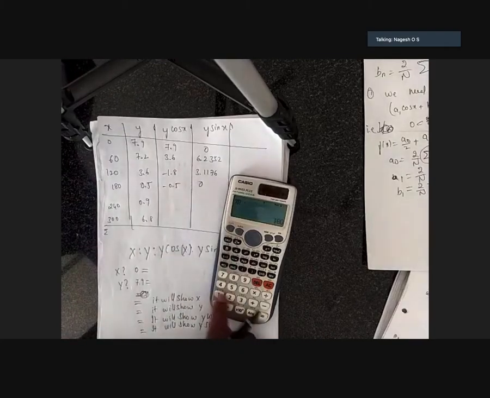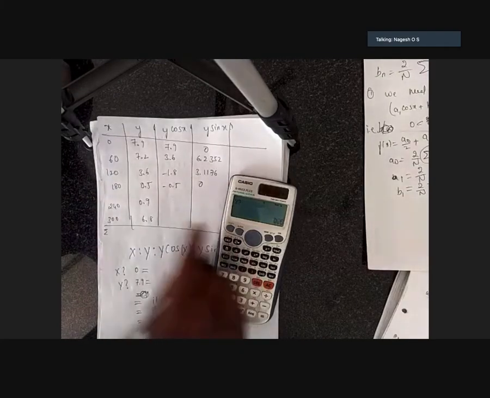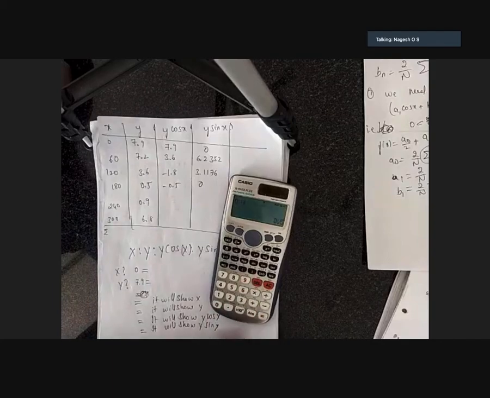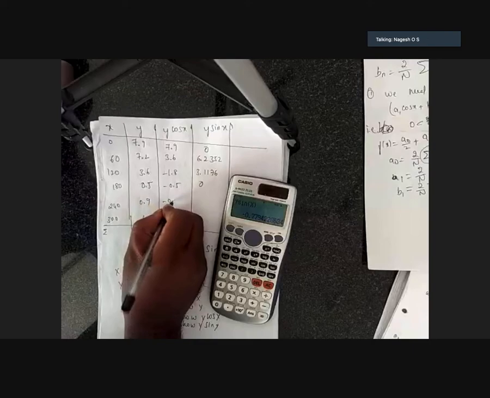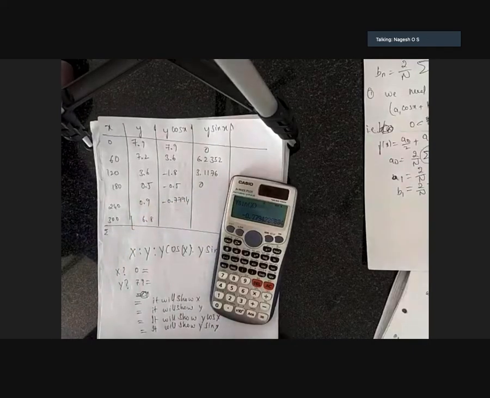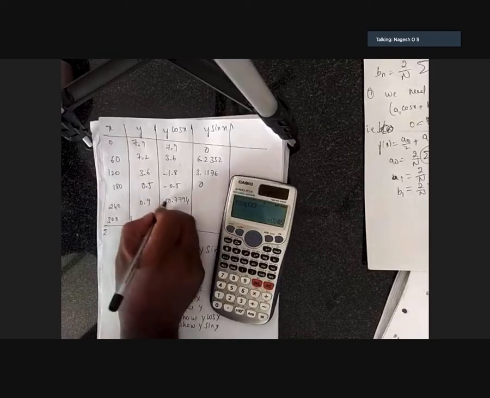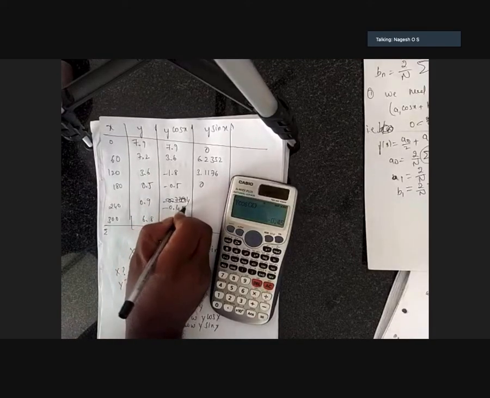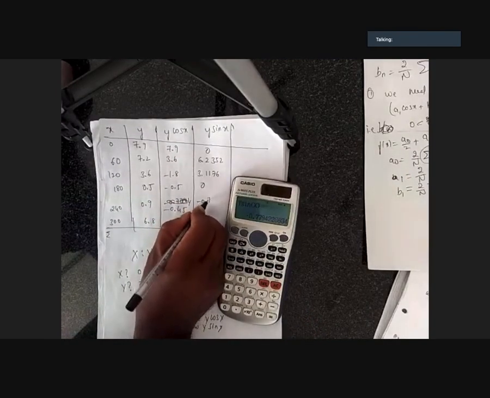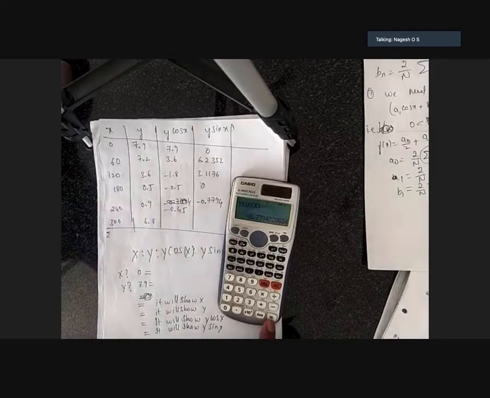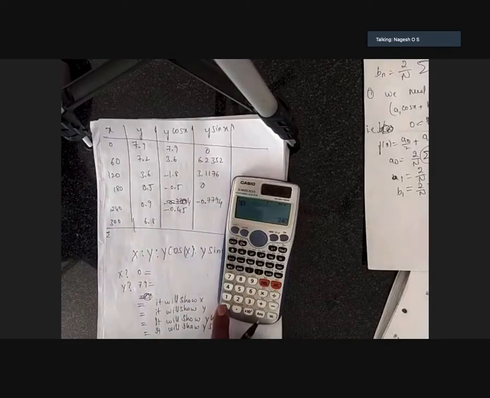X question mark, change the value to 240. Y question mark, change to 0.9. Y cos x, press SD, minus 0.45. Y sin x is minus 0.7794. Press equals. X question mark, means 300.